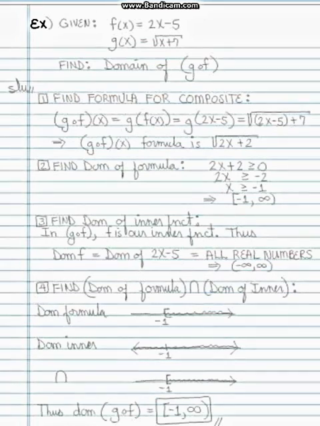Alright, here's an example for finding the domain of a composite of two functions. So we're given two functions. We're given f of x is defined to be equal to 2x minus 5, and g of x is defined to be equal to the square root of x plus 7. And we're asked to find the domain of a composite of the two, g composite f.